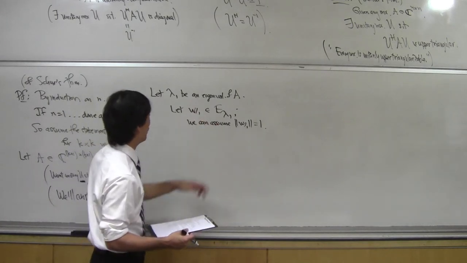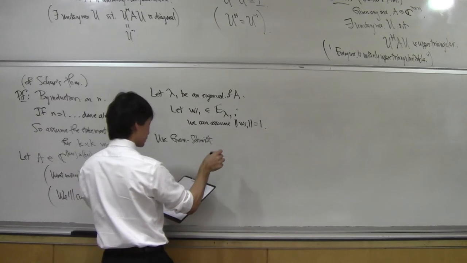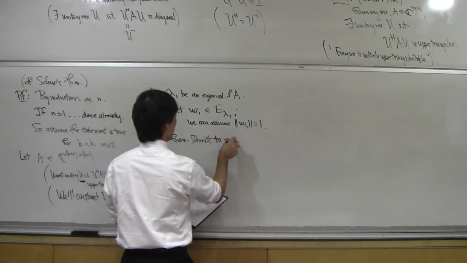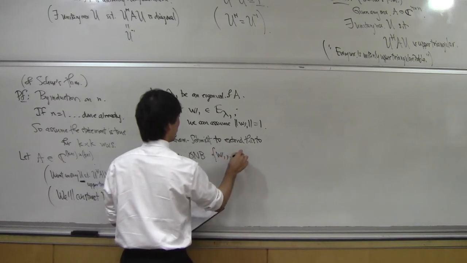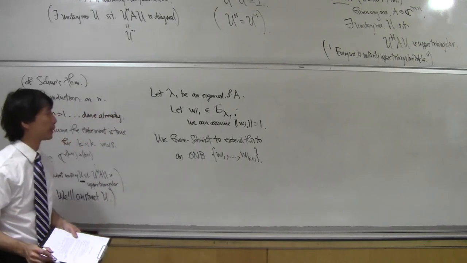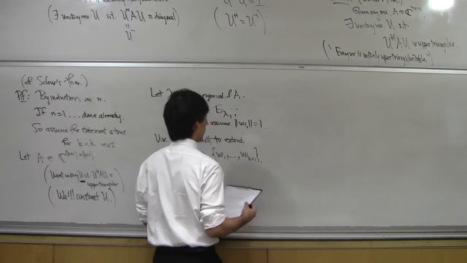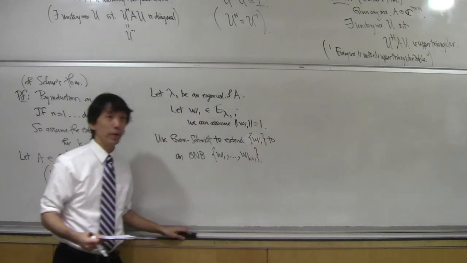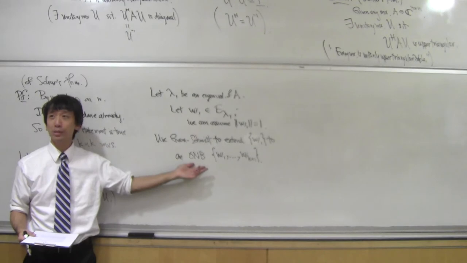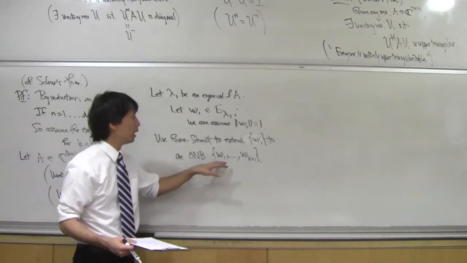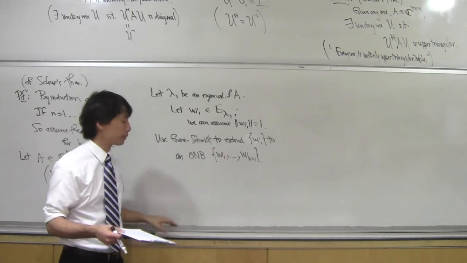We take this eigenvector of norm 1 and then use the Gram-Schmidt process to extend this to an orthonormal basis W1 through WK plus 1. Right? Gram-Schmidt, remember, says that if you have some basis, you can make an orthonormal basis out of it. So start off with this guy, extend it to a basis, and then apply Gram-Schmidt to it, you get an orthonormal basis. Okay?